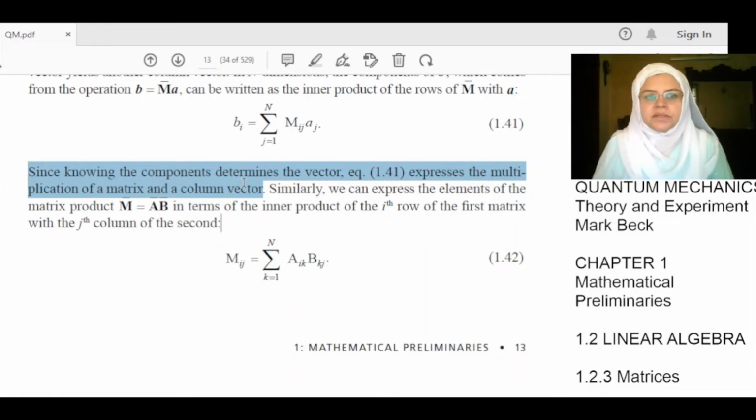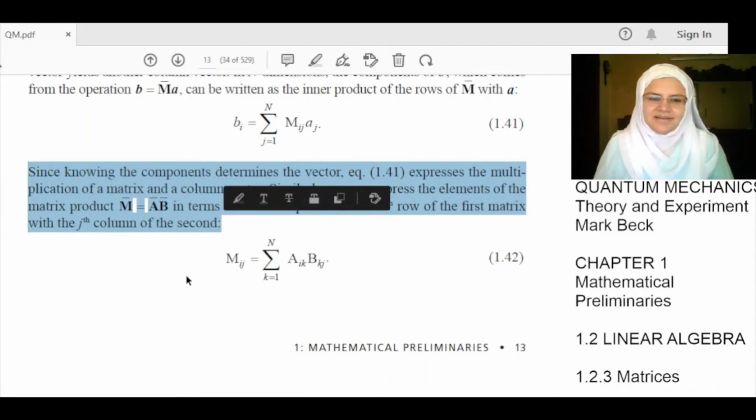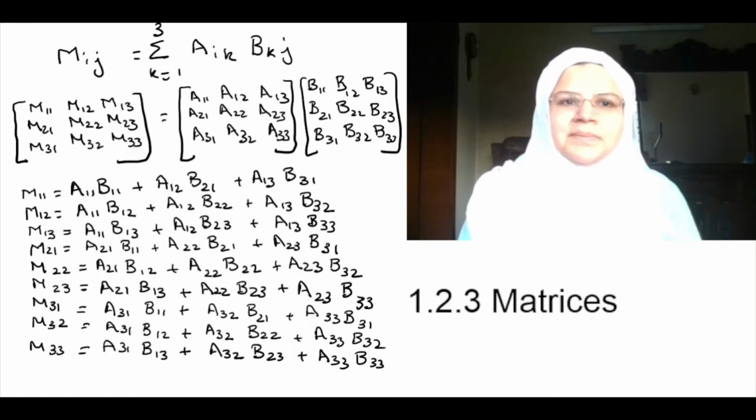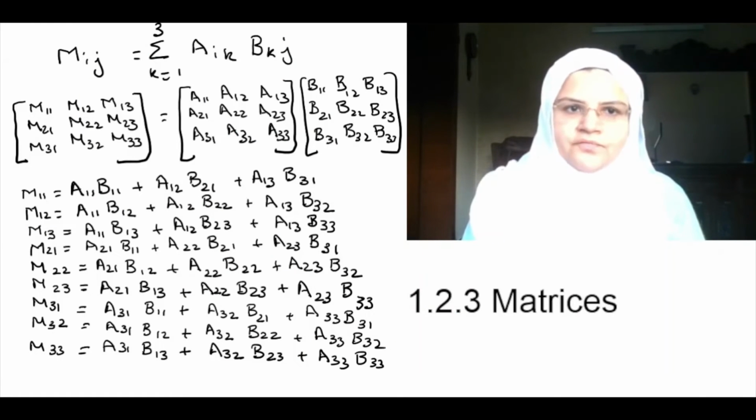Similarly, we can express the elements of the matrix product M bar is equal to A bar B bar in terms of the inner product of the ith row of the first matrix with the jth column of the second. Mij is equal to the sum from k is equal to 1 to n of Aik Bkj. This is simple matrix multiplication written in index form. Mij is equal to the sum from k is equal to 1 to 3 of Aik Bkj. Since n is equal to 3, these are all 3 by 3 matrices. Since k is being repeated twice, it is being summed over.